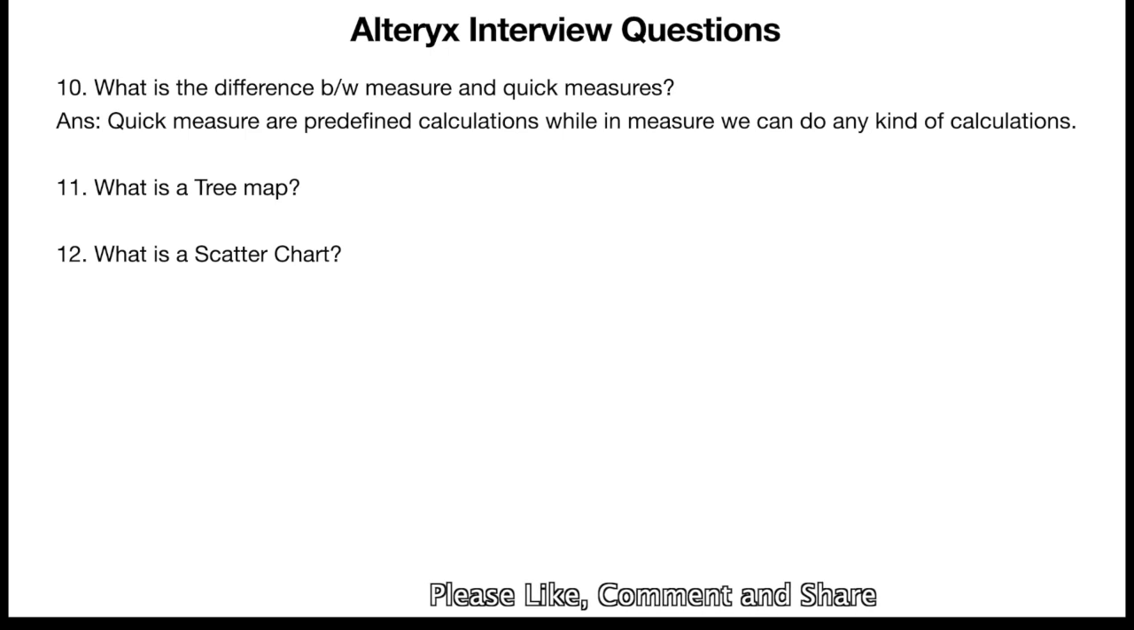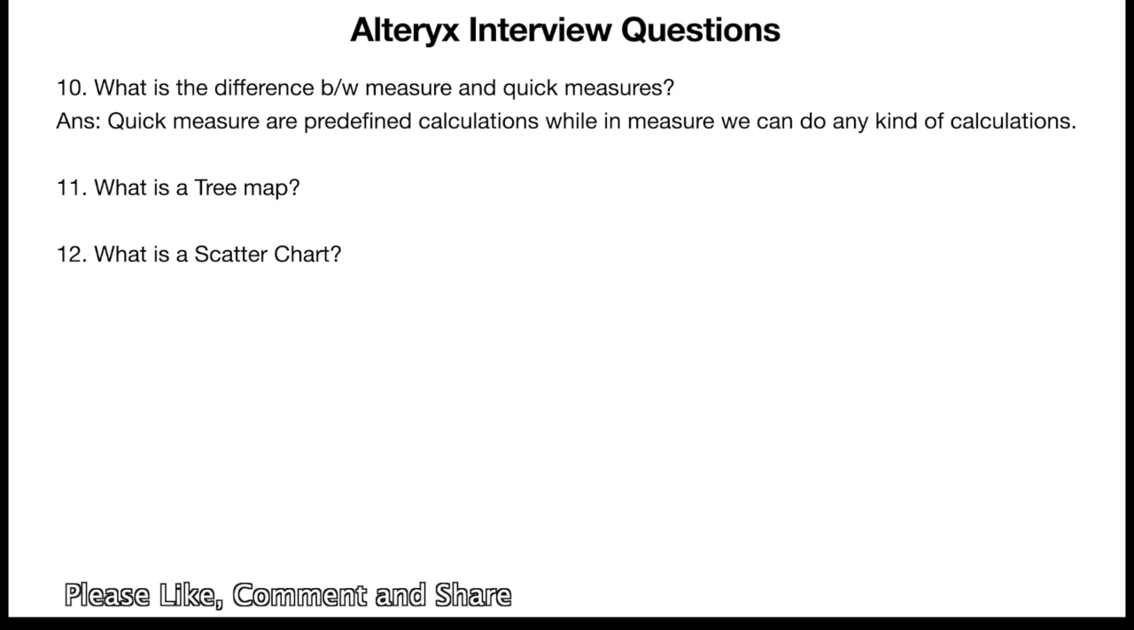So quick measures basically are predefined functions or calculations which are already there. Let's say you want to see the year over year, quarter over quarter, month over month calculations. So those are already predefined there. You have to go to your quick measure option in Power BI, and there you have to select, let's say, year over year month.